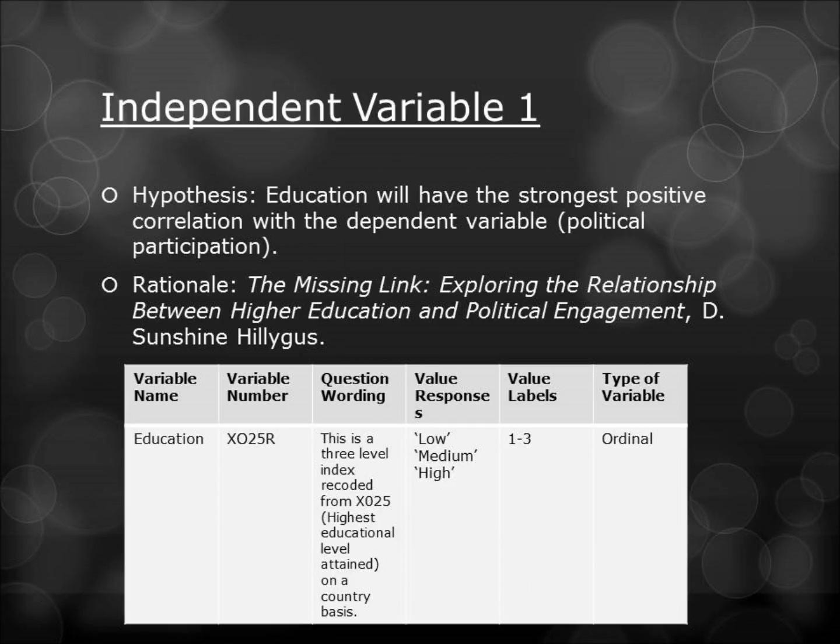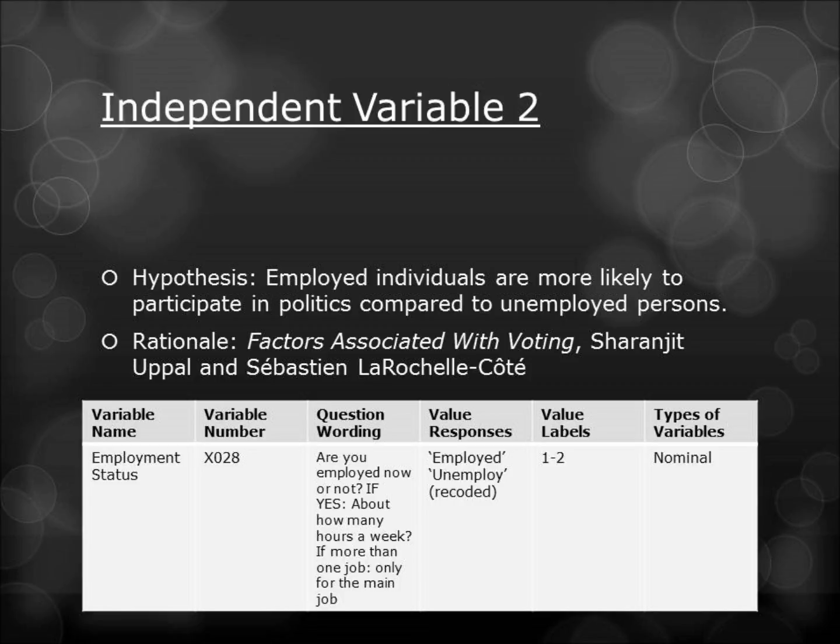Our first independent variable is education, and the hypothesis is that education will have the strongest positive correlation with the dependent variable political participation, and this correlates to Sunshine Hillygus' study. Our second independent variable is employment status, and it is hypothesized that employed individuals are more likely to participate in politics compared to unemployed individuals. This follows the studies of Upal and Coate that say working more leads to more political participation.